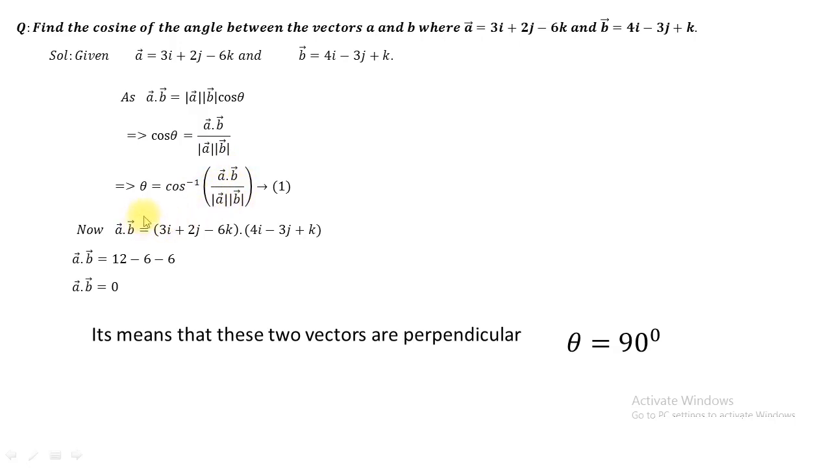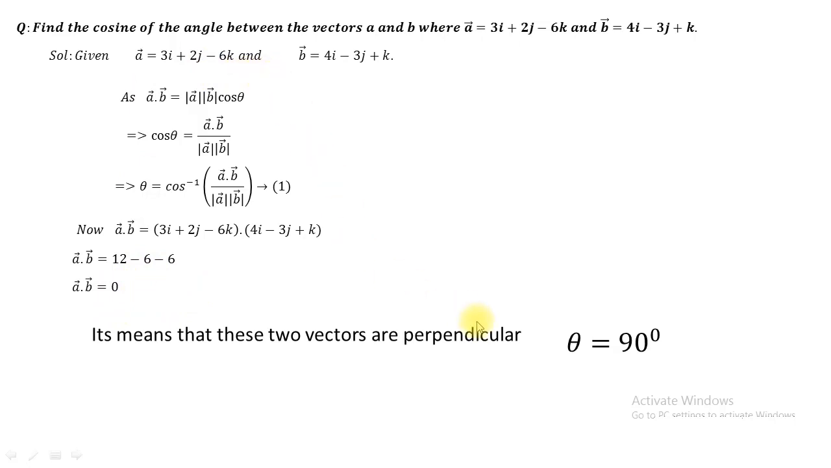First of all, to find the scalar product of these two vectors, this is vector A and this is vector B. For the scalar product, we multiply the corresponding components, because i dot i is equal to 1 and i dot j is equal to 0. So 3 multiplied by 4 is 12, and 2 multiplied by minus 3 is minus 6, and minus 6 multiplied by plus 4 is minus 24. So 12 minus 6 minus 6 is equal to 0. So the dot product of these two vectors is 0.